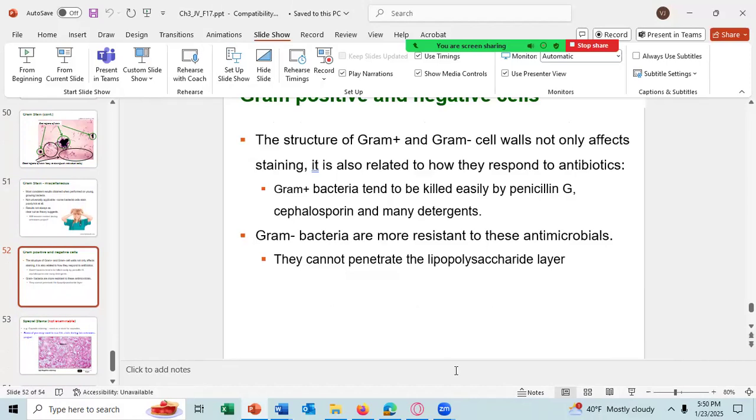Gram-positive cells, besides penicillin G and penicillin V, can also be killed by cephalosporin and many detergents. Gram-negative bacteria are resistant to penicillin G, cephalosporin, and at least some detergents because these molecules cannot get through the porin protein in the outer membrane of the cell wall. And if these agents cannot get through the outer membrane of the cell wall, they cannot go in and damage the cell. The reason is they simply cannot penetrate the lipopolysaccharide layer, meaning the outer membrane of the cell wall.